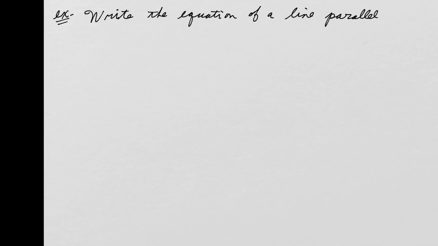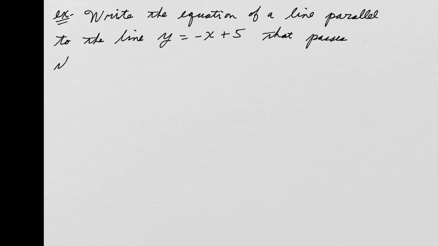So let's say we want to write the equation of a line parallel to the line y equals negative x plus 5 that passes through the point negative 8, 1.